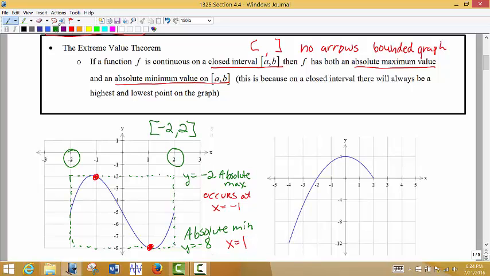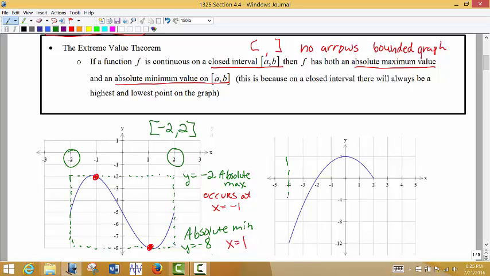All right, let's look at our next graph here. Before we do that, let's just notice one extra thing. Notice that the absolute max and absolute min occurred within the boundaries and did not occur at exactly x equals -2 or x equals 2. So these two happen to have occurred within the bounds and not on the edges.